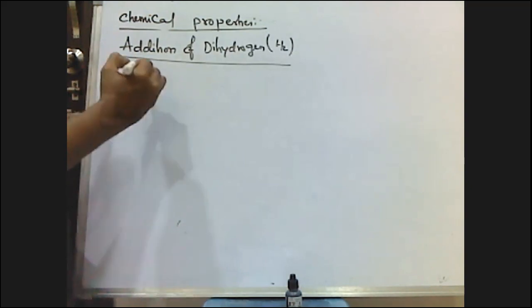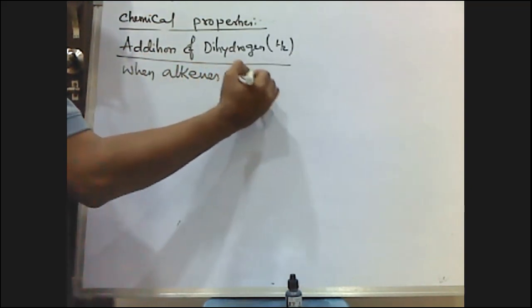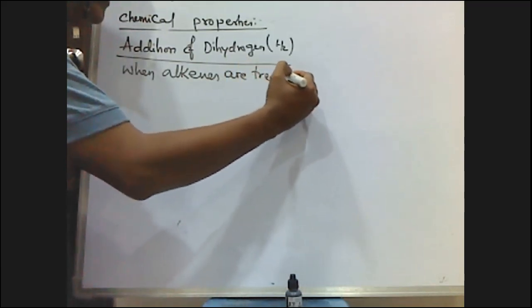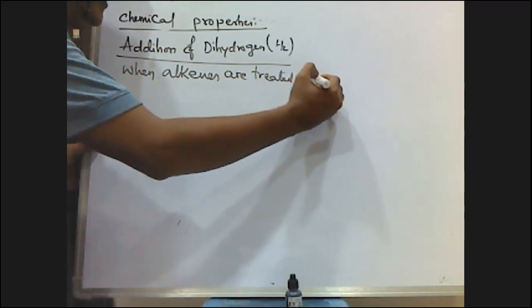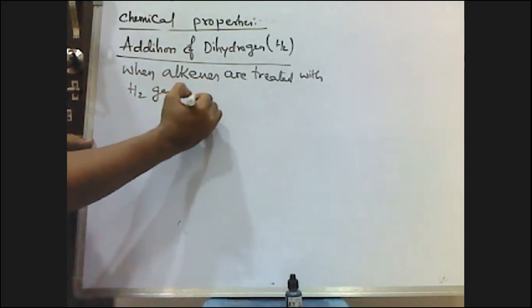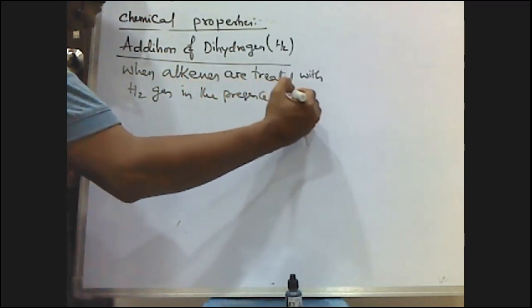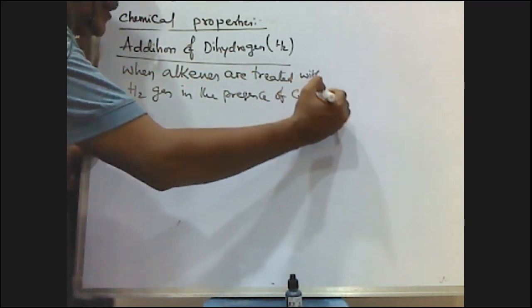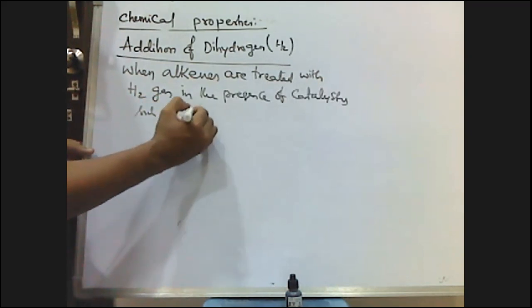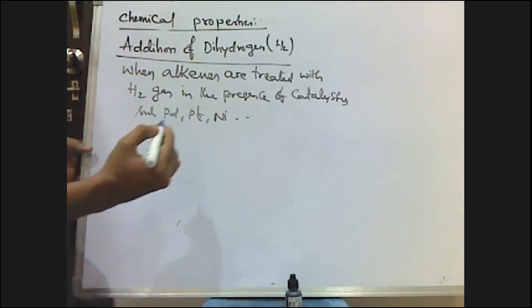When alkenes are treated with H2 gas in the presence of catalysts such as platinum, palladium, or nickel, and so on.